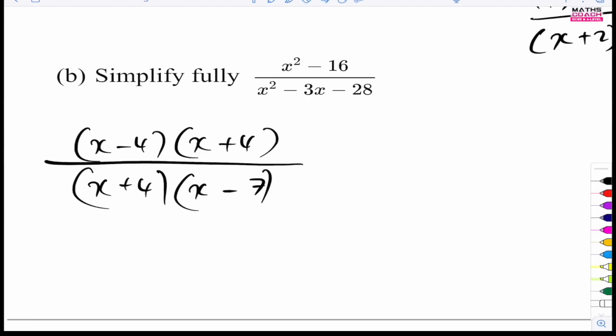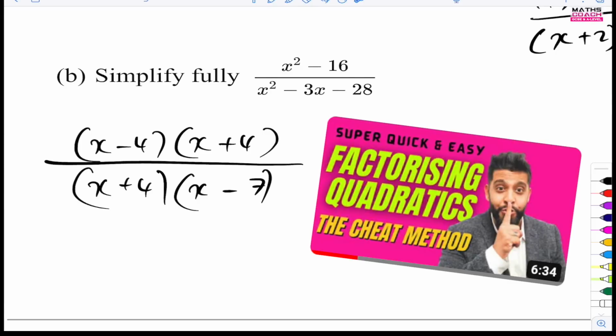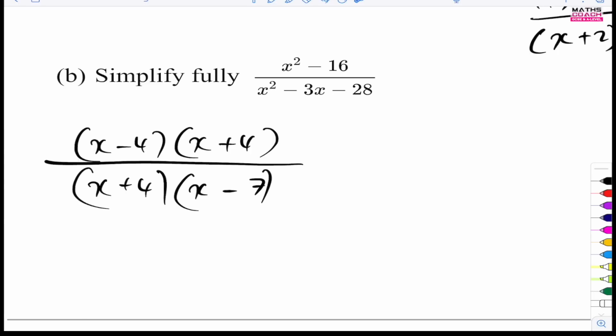If you need help with factorizing, do go and check out the cheat method for factorizing. It's a really good video that I've got, a really good technique that I actually use in that. Okay, right, anyway, back to this.